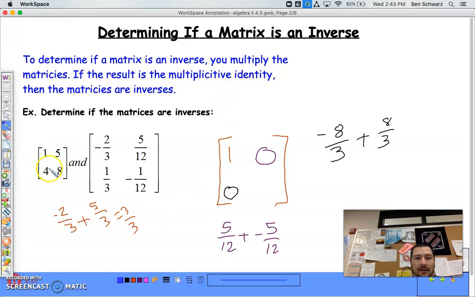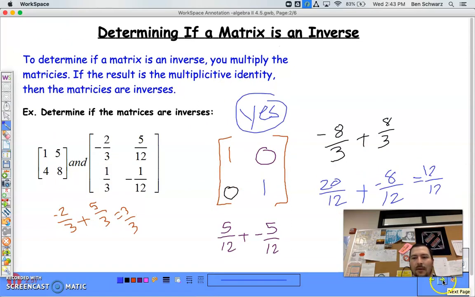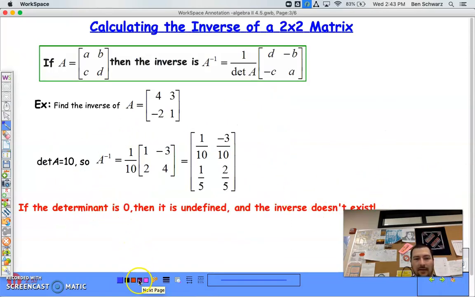And then lastly, the last row times the last column. So 4 times 5 would be 20/12 plus 8 times negative 1/12 is negative 8/12, which gives us 12/12. So we would get 1. So these matrices are inverses because we got the identity. So yes. All right, now we're going to learn to actually calculate an inverse.